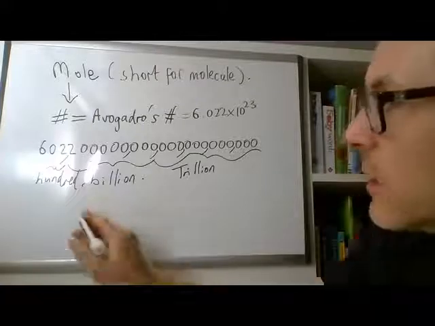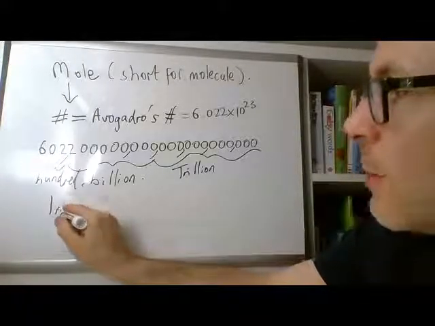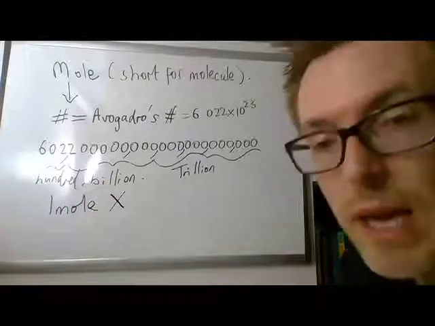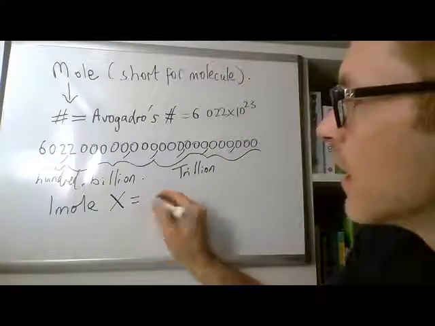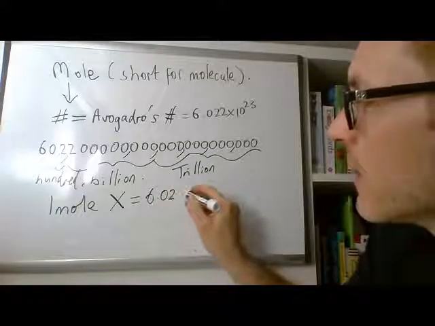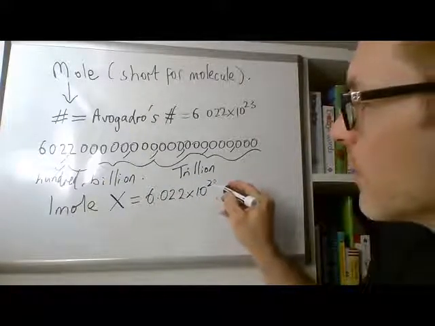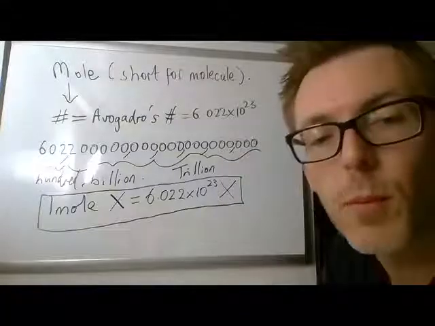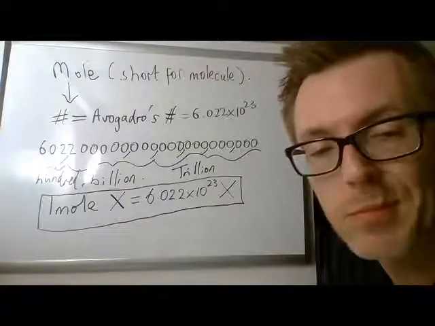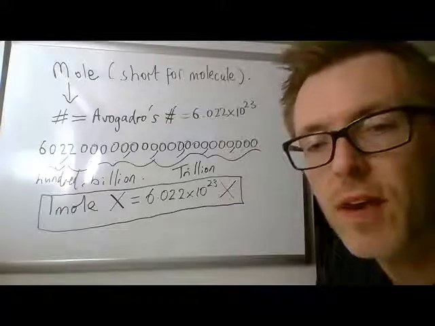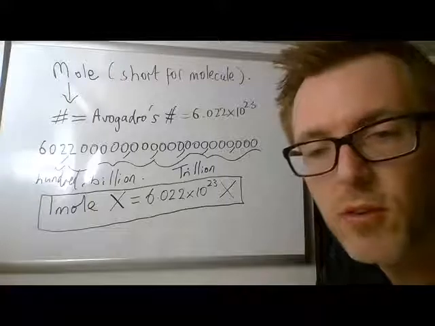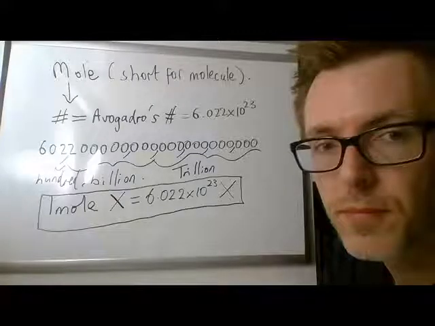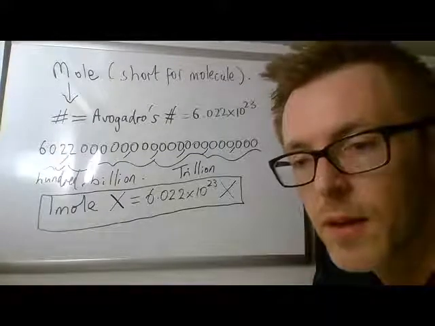There's a couple of other definitions that we'll need. We'll need to know that by definition, a mole of anything, so anything could be X, a mole of X, is Avogadro's number of that thing. A mole of X is exactly Avogadro's number of X. A half a mole of X would be half an Avogadro's number of it. Or 2 moles of X would be 2 lots of Avogadro's number. So that's that.